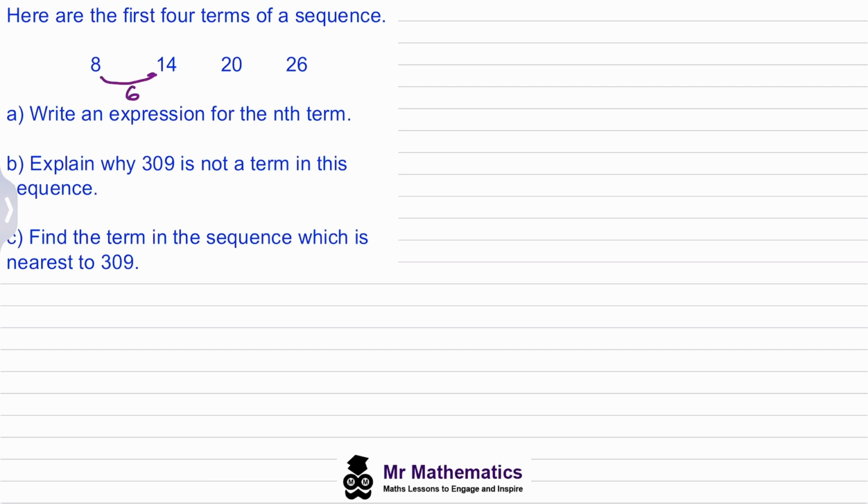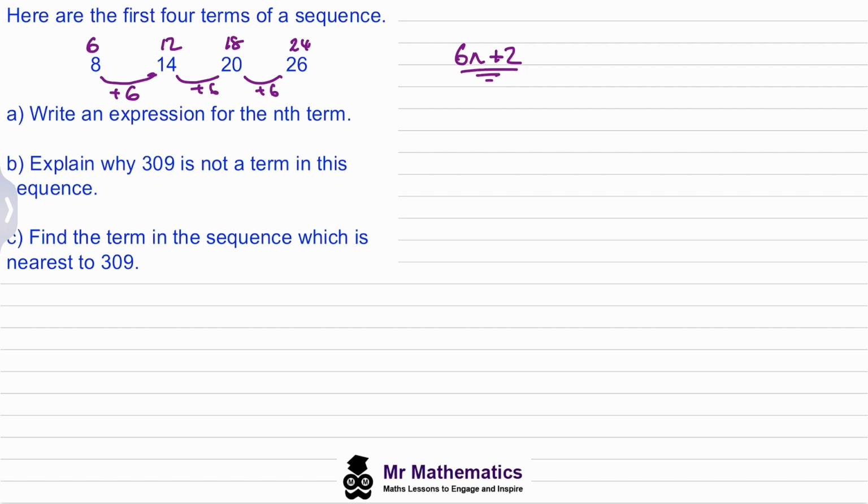is 6, or positive 6. 14 add 6 is 20, and 20 add 6 is 26. So we're looking at the 6 times tables. So we've got 6, 12, 18, and 24. And this will give us 6n. So then to go from the 6 to the 8, the 12 to the 14, the 18 to the 20, we need to add 2. So this will be the nth term, 6n plus 2.